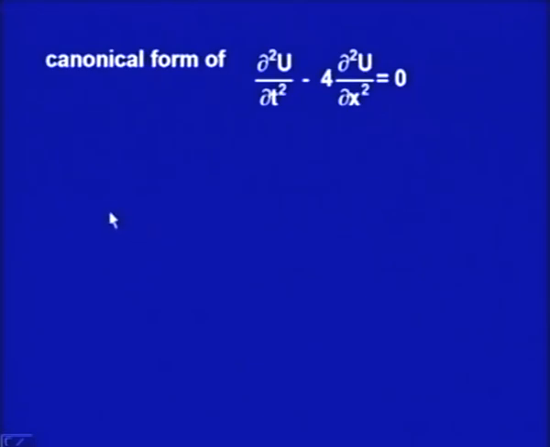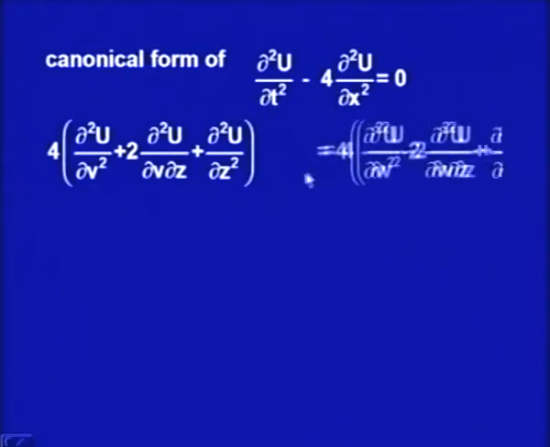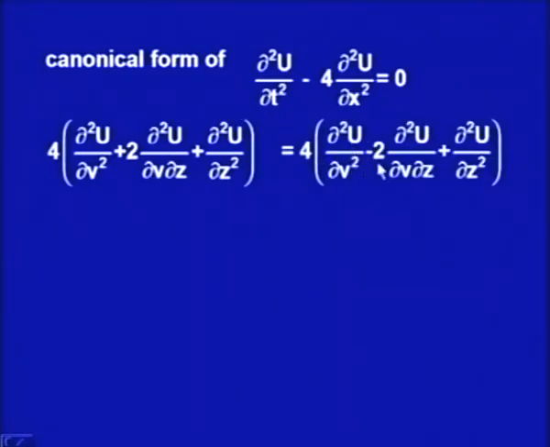In this we are going to substitute now the derivative with respect to v and z. So, what we are getting is 4 times ∂²u/∂v² plus 2 times ∂²u/∂v∂z plus ∂²u/∂z². That is actually the derivative of ∂²u/∂x². So, this I am keeping over this. This should be equal to 4 times ∂²u/∂v² minus 2 times ∂²u/∂v∂z plus ∂²u/∂z².